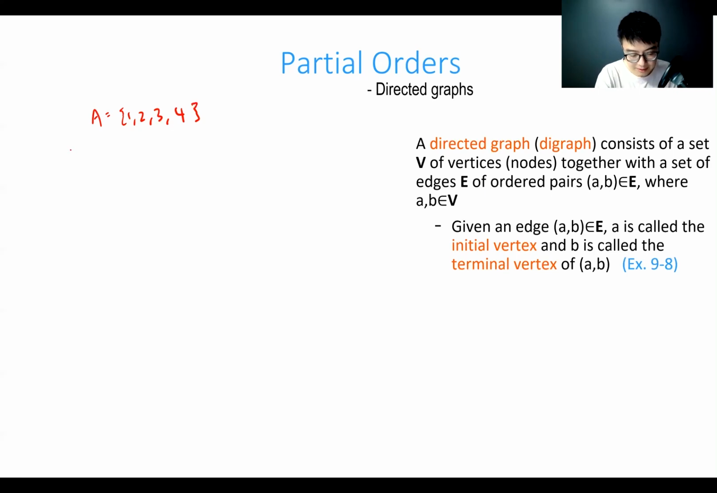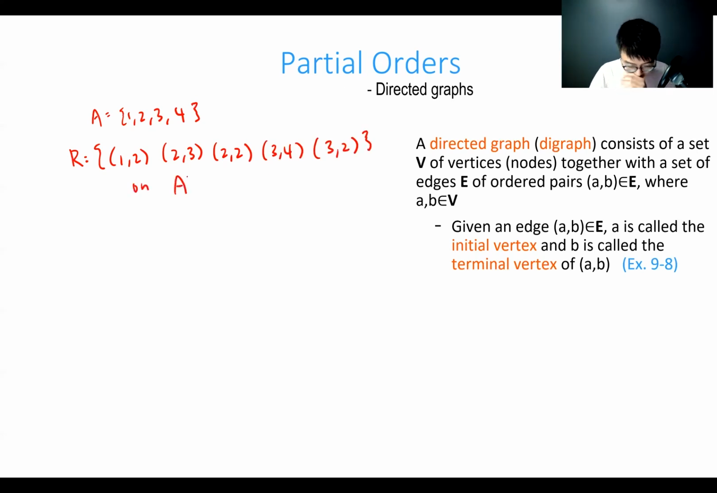So for example, let's say I give you a relation like this. 1 is related to 2, 2 is related to 3, 2 is also related to 2, 3 is related to 4, and let's say 3 is related to 2. And this is a relation on A. Okay, let's imagine that. So we can translate this into a graph. Now, first of all, I want you to convince yourself that this, in fact, is a relation on A. Okay, so I want you to convince yourself of that because it is a subset of A cross A. Okay, so just convince yourself that R, in fact, is a subset of A cross A.